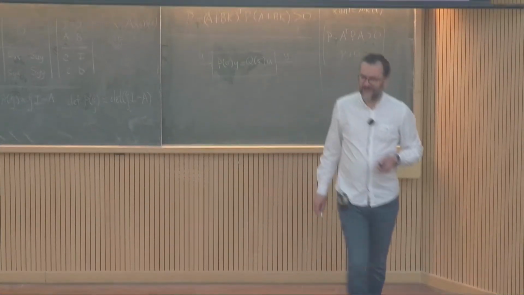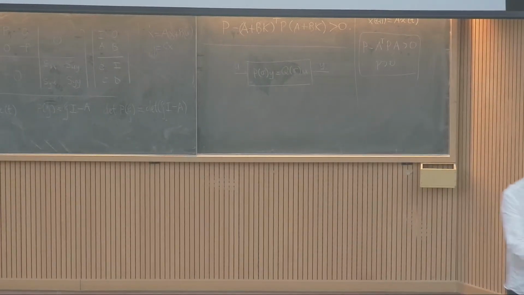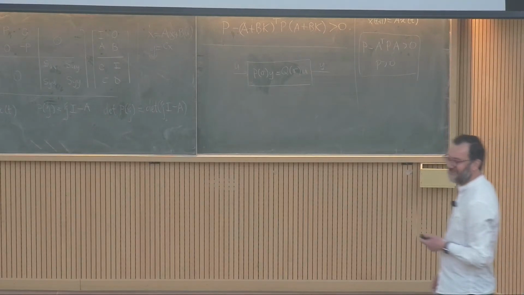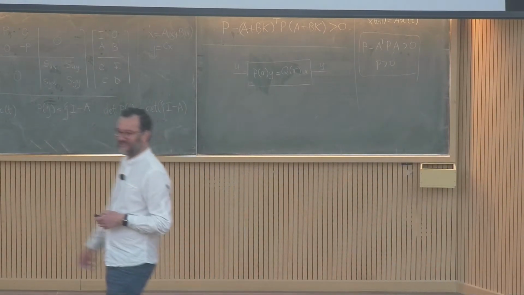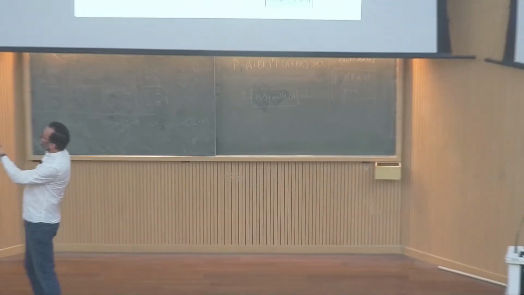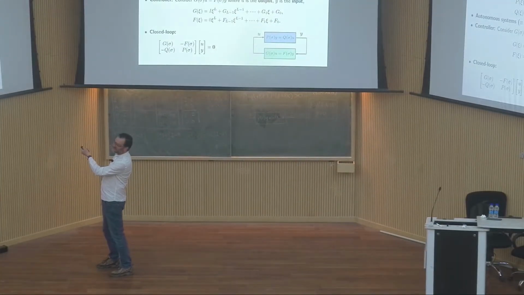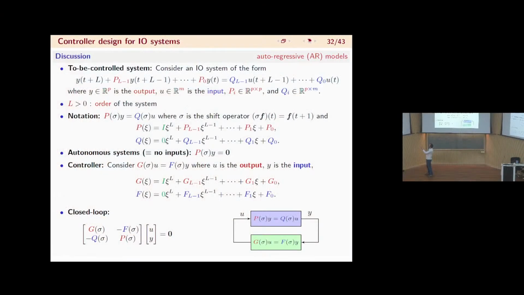I think I have the diagram on the slides, by the way. I think I forgot about it. So I don't need to draw on the board. So this is the to-be-controlled system. U is input, Y is output. I want to come up with another dynamical system, which is going to take this output Y as input and produce an output which I'm going to feed to the original system as an input.